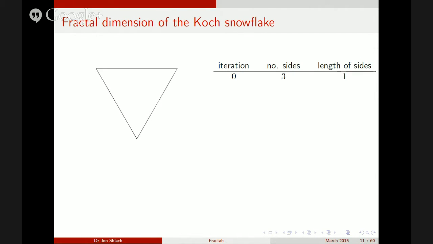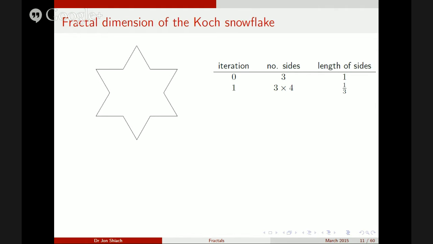Let's have a look at fractal dimension. Slightly more complicated than the Cantor set. What I've done here is tabulate the number of iterations, the number of sides, in other words the number of straight lines, and the length of these sides. I'm going to assume the sides are length 1 to start with. In the first iteration, each of my 3 sides has been replaced by 4 lines. So the number of sides I have is now 3 times 4. And the length of these sides is each 1/3 of what the original one was. So that's iteration 1.